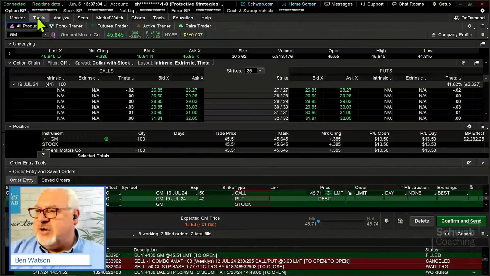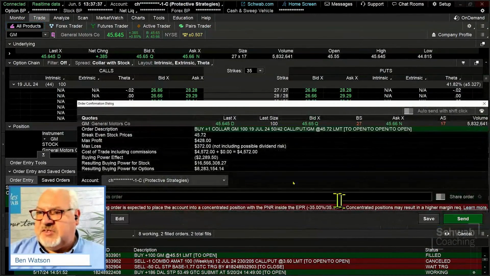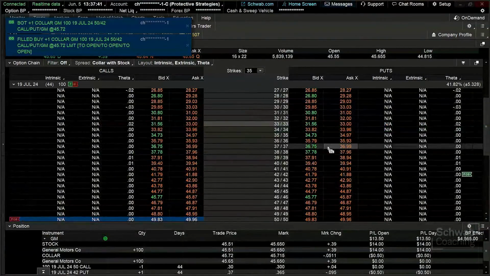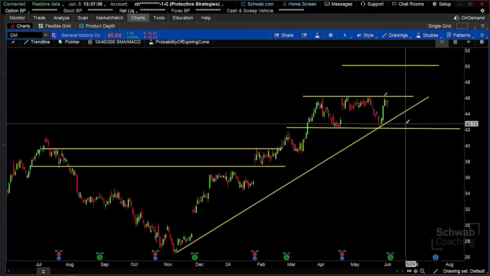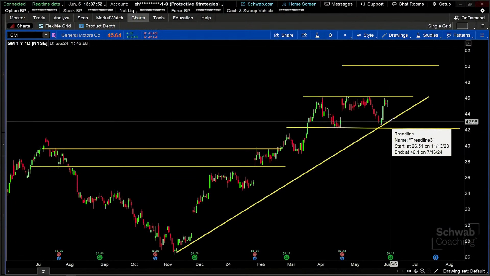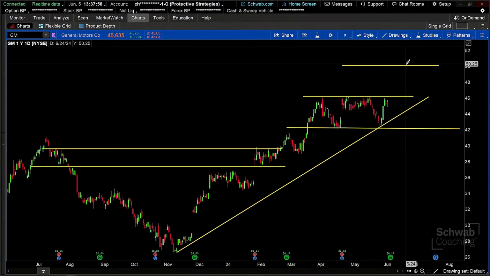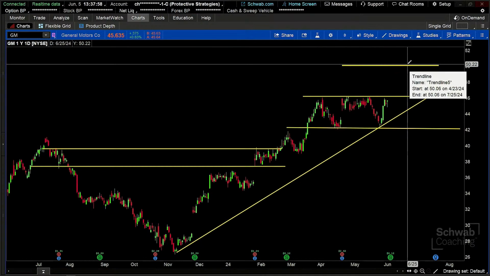So we'll go back over to the trade tab. We'll click on confirm and send, read through that order, click on send, and we'll fire that order off. What we did is we bought the underlying stock, we sold the 50 call, and we bought the 42 put, and now those options are in place to help buffer downside movement in the price of the stock and upside potential.